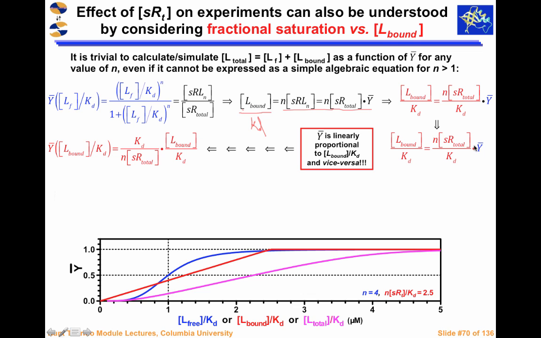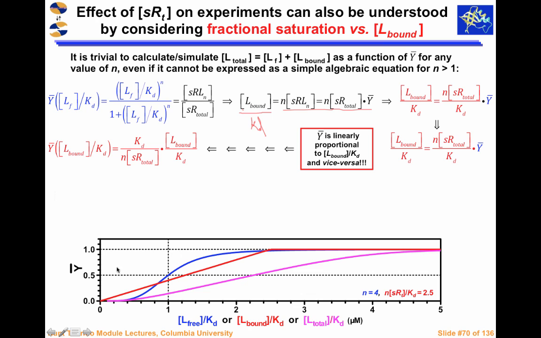We can now just invert this equation in a sense. So this shows L bound over KD is linearly proportional to Y bar. That means Y bar as a function of L bound over KD is simply given by L bound over KD times the reciprocal of this ratio. So Y bar is given by L bound over KD times KD over NSRT. We multiply through this equation by the reciprocal of this ratio. What do we get? We get Y bar is equal to KD over NSRT times L bound over KD. The math here is simple. What does it mean? It means there's a linear relationship between Y bar and L bound over KD.